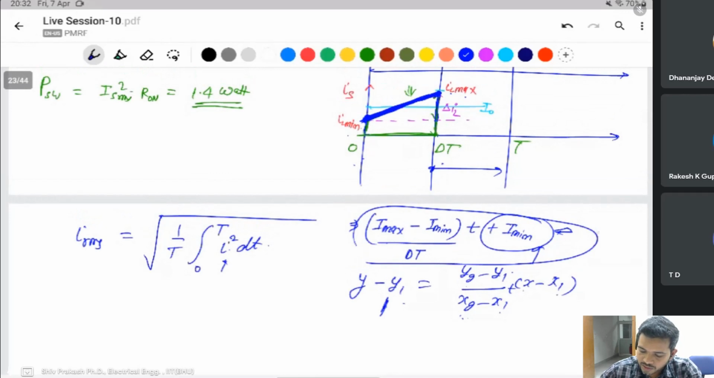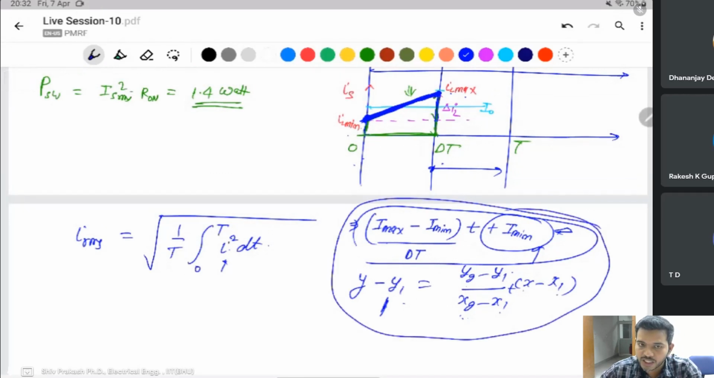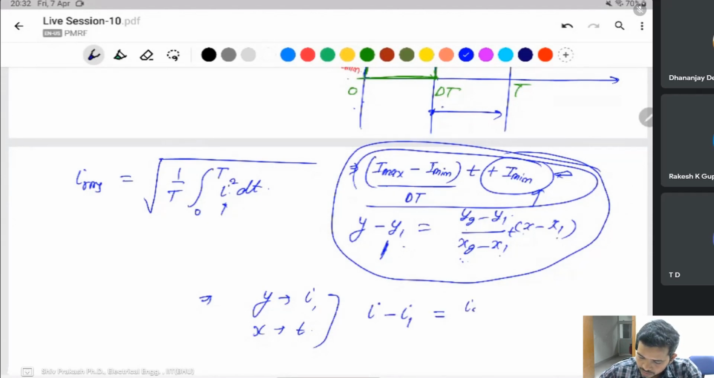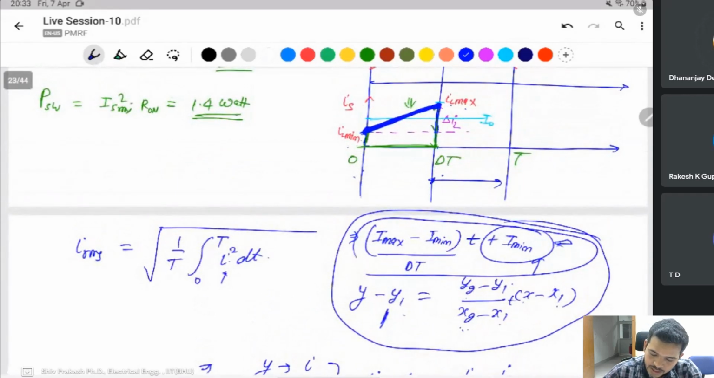You want to understand how to find the expression of this current. Take y as I and x as t. Then you can say I minus I1 is equal to (I2 minus I1) divided by (T2 minus T1), into (T minus T1).